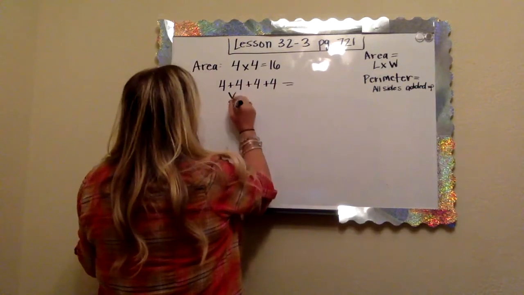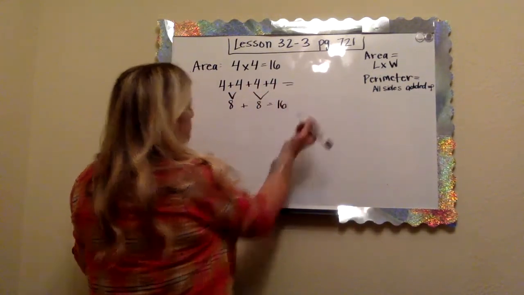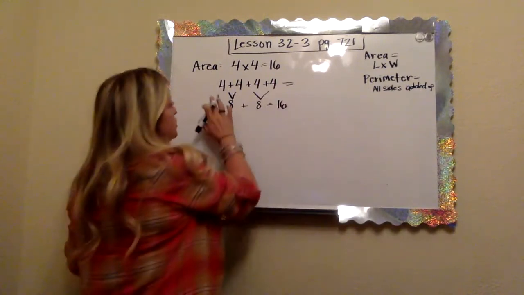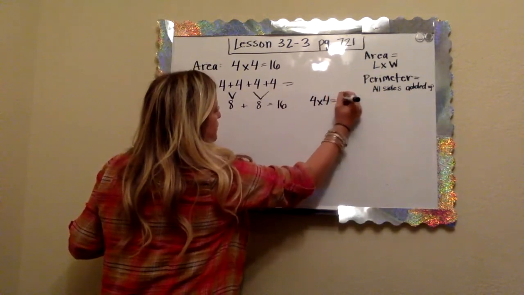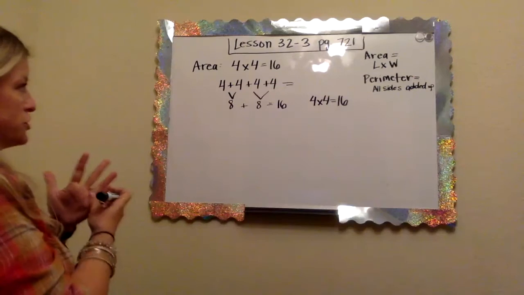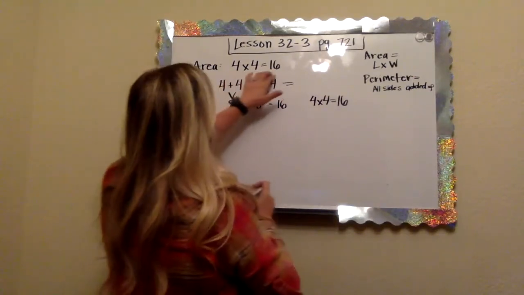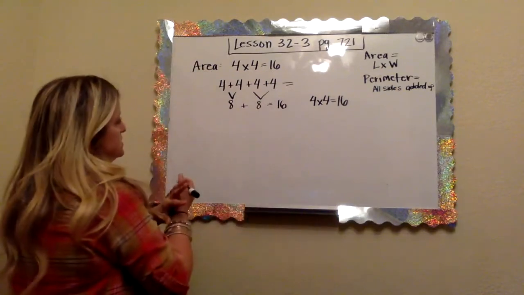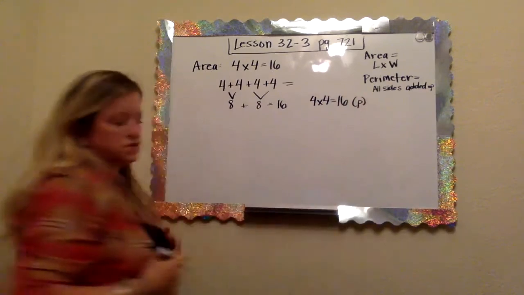You can add these up. 4 plus 4 is 8. 4 plus 4 is 8. 8 plus 8 is 16. You can also do multiplication with 4 groups of 4. 4 times 4 is 16. So that's, again, another way that you can check your work to make sure you're right. So the area is 16. The perimeter, I'll put a P, is also 16.